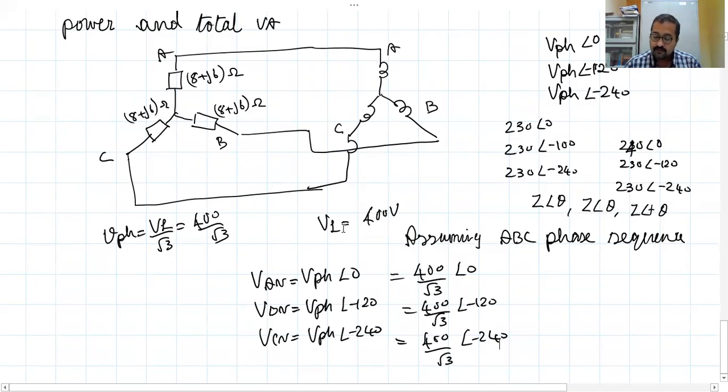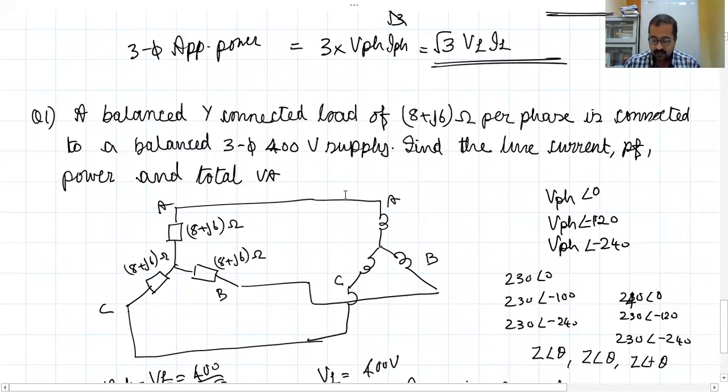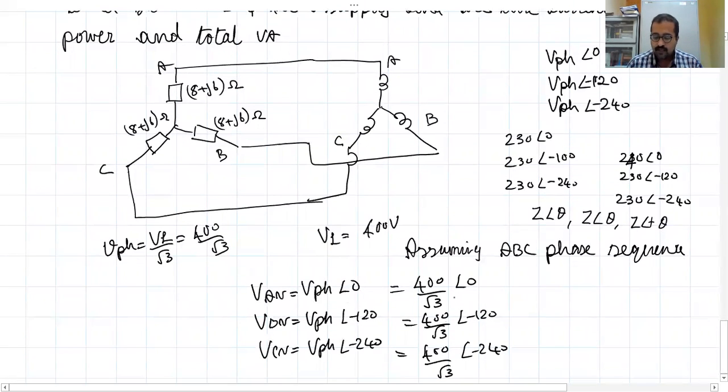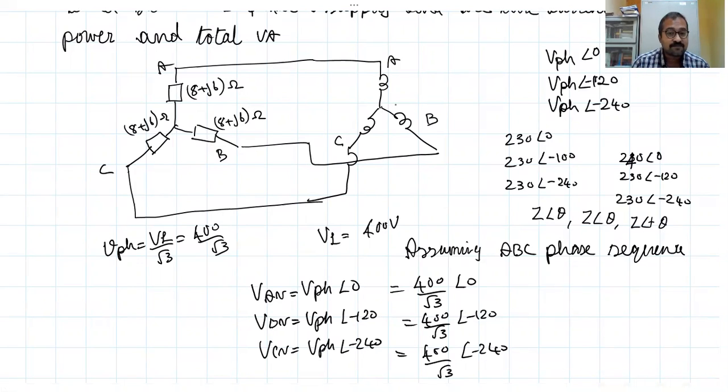What's the question? Find the line current. You know the phase voltages, 400 by root 3 angle 0 and so on, and you know the phase impedances, 8 plus j6. So how can you find the phase current? Phase voltage divided by phase impedance gives you the phase current. And we know in a star connection, phase current and line current are one and the same.